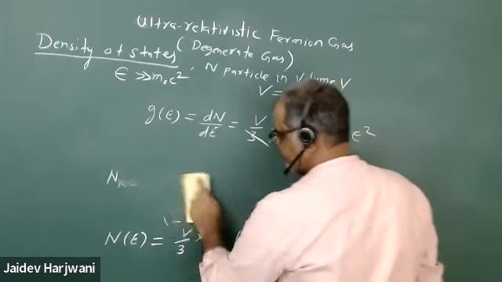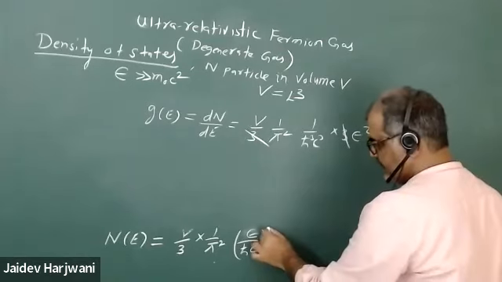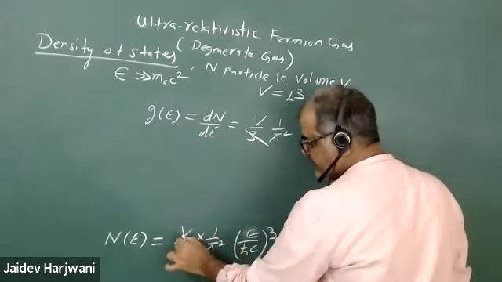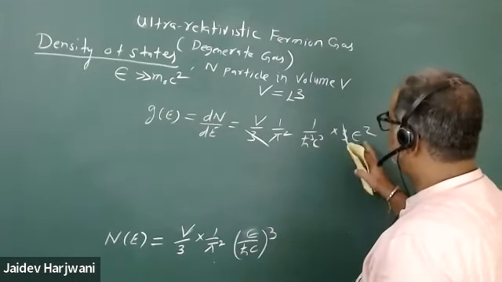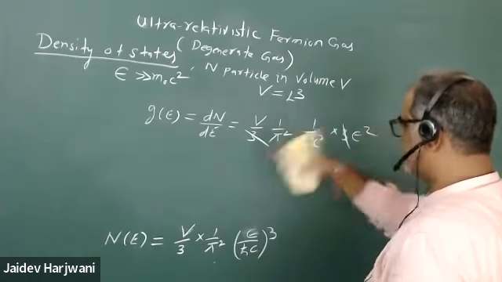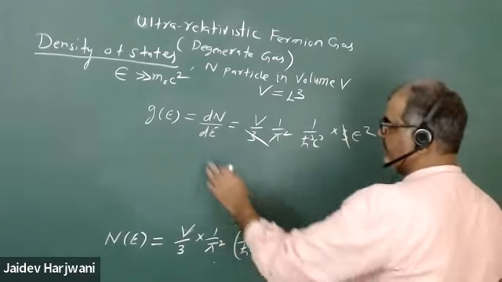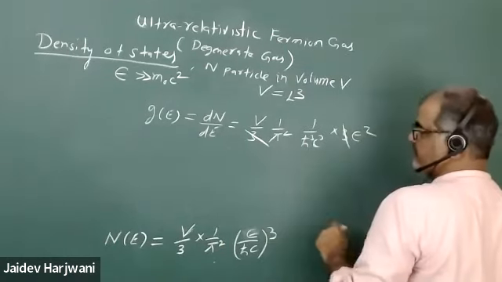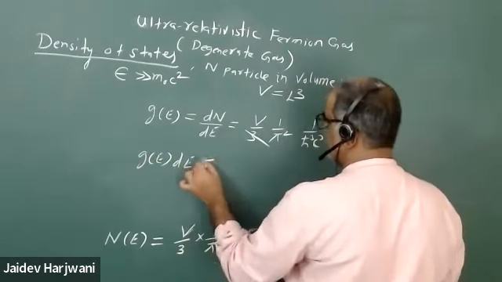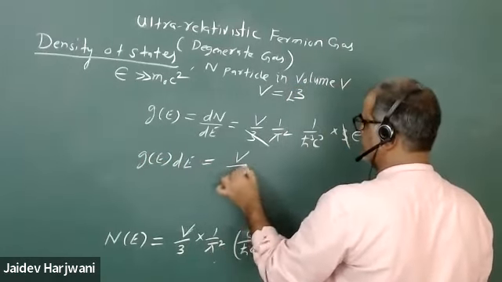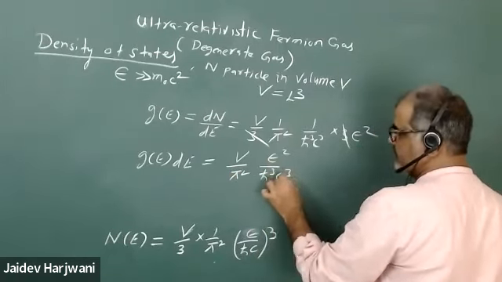Student: Sir, the N of E you found is the number of k states in the form of energy, right? Yes, the number of electrons in the form of energy, and we know the total energy is up to EF. So here you can calculate the Fermi energy also; I will do it later. Now I know G(E), so the expression for G(E) dE is V by pi square, E square over (h cut c) cube.